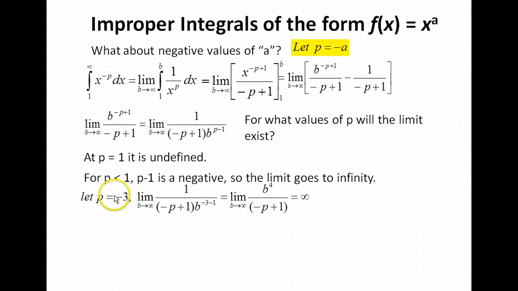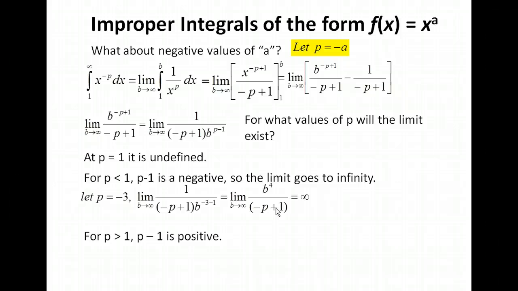Let's suppose that p equals negative 3. Then we would have b to the negative 3 minus 1. And in the numerator, we would have b to the 4th, flipping it over, getting a positive exponent. That's going to continue to grow. It really doesn't matter what's in the denominator here, because the numerator is going to infinity, as long as the denominator is not 0.